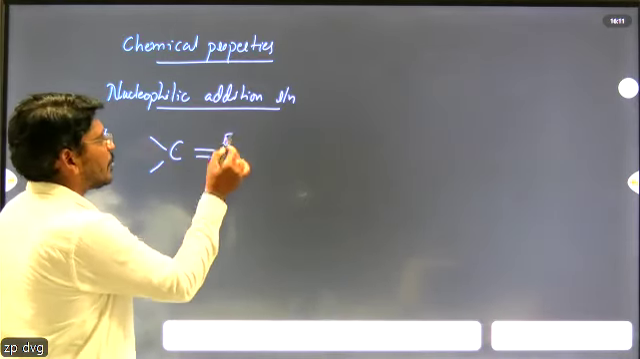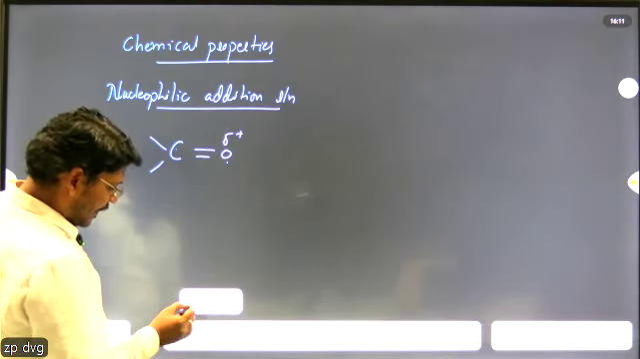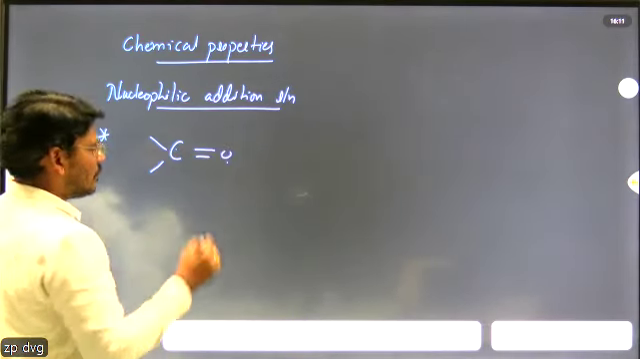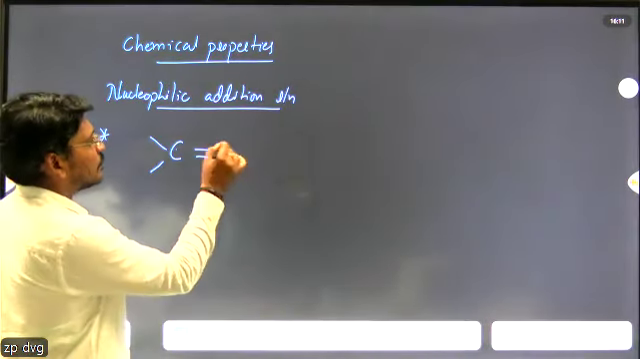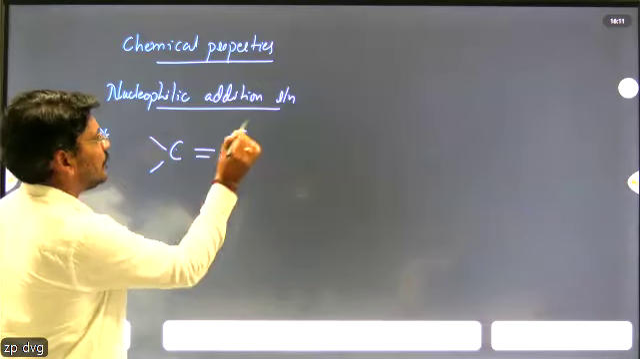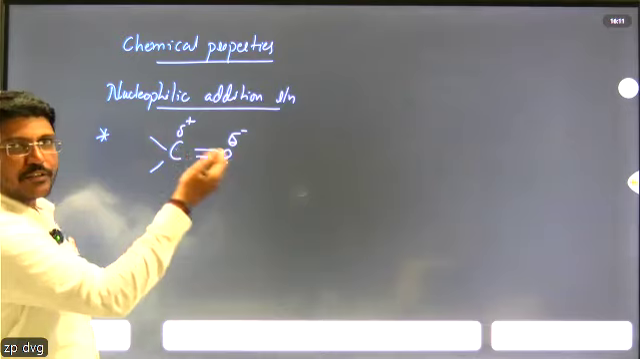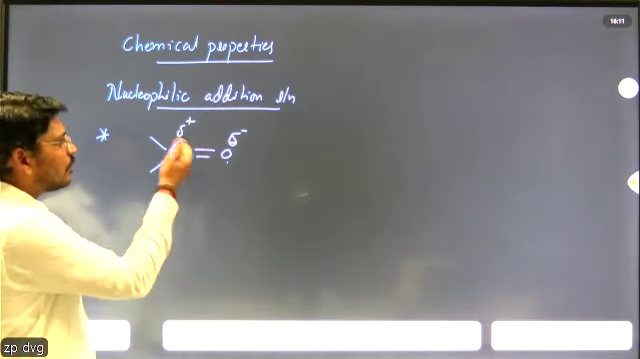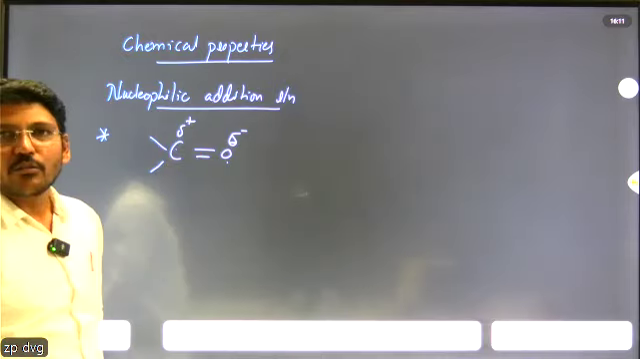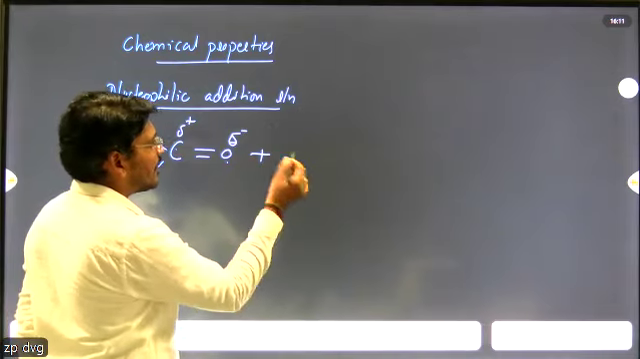Then automatically, what happens here? They will develop a partial negative charge on oxygen, that is delta minus, and here a partial positive charge on carbon. We already know that partial positive and negative indicate what? There is a decrease in electron cloud on carbon and an increase in electron cloud on oxygen. So due to this polarity, addition of a nucleophile takes place very easily.